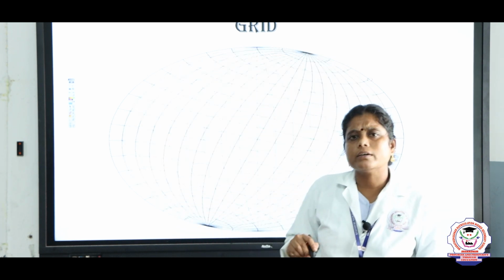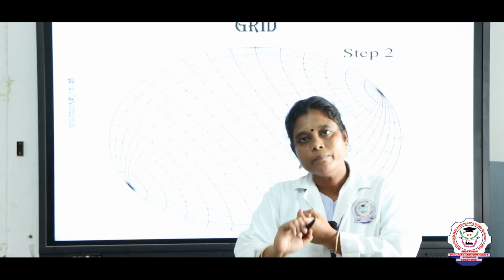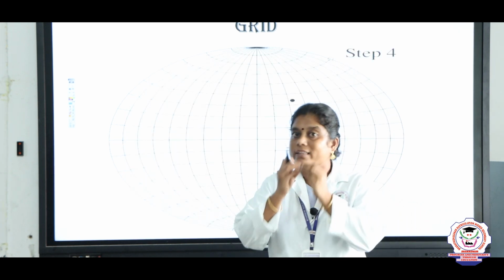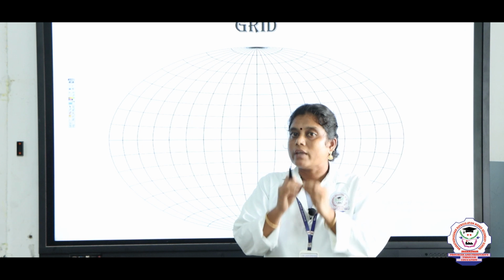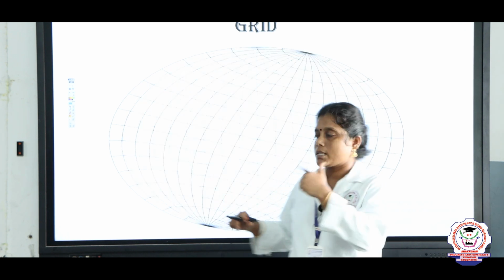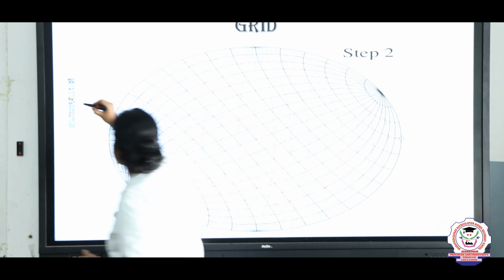What does it mean by intersecting? ஒன்றை ஒன்று வெட்டுதல். So latitude and longitude இந்த ரெண்டு ஒரு இடத்துல மீட் ஆகும் இல்லையா. So that point or that place is known as grid. Yes, I'll show here, children.